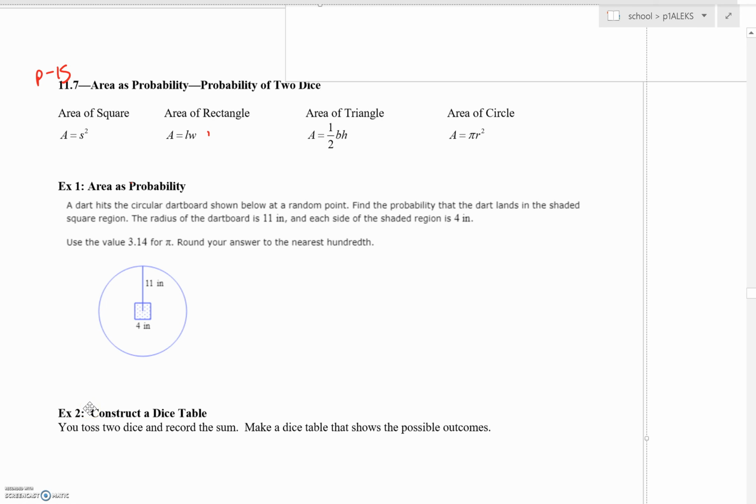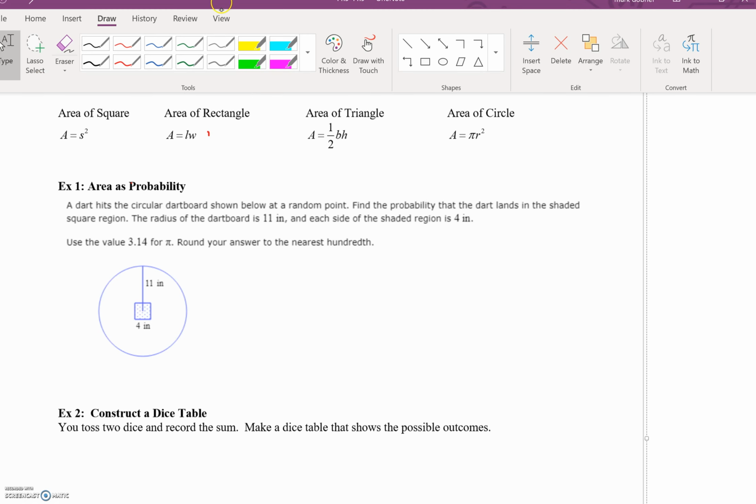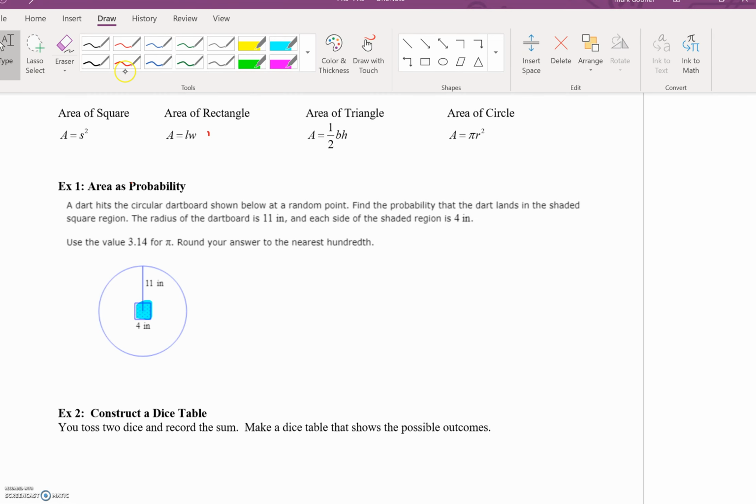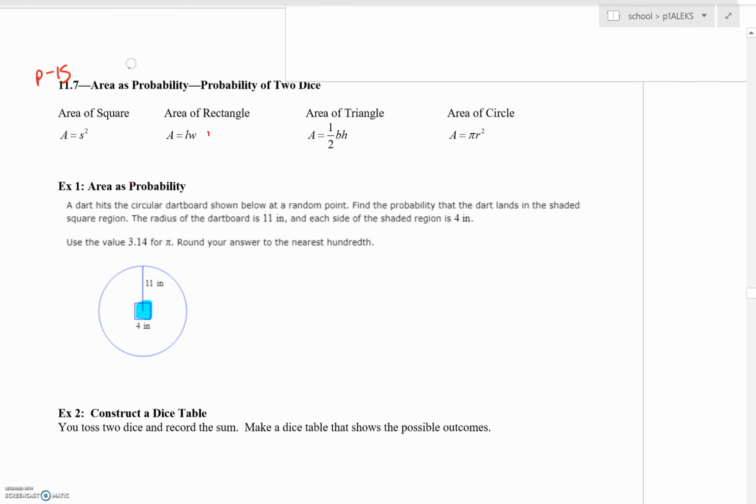Algebra 2, we're in lesson 11.7, and this is really a probability involving geometry lesson. You're always going to be given two shapes in these scenarios. You'll be given a little shape, which is the gray shaded area. You're also going to be given a large shape.